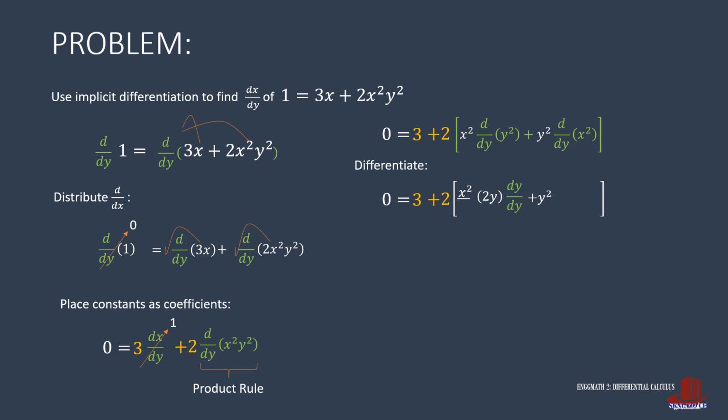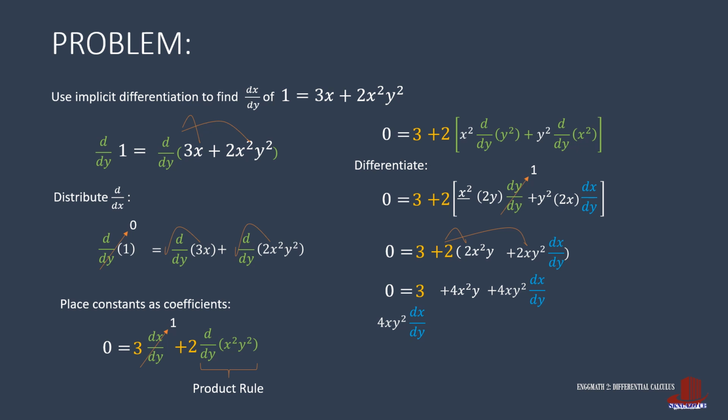Next is to add the second term y squared times 2x, which is the derivative of x squared. Then attach dx upon dy. dy over dy is then 1, so the function becomes 0 as equal to 3 plus twice of 2x squared y plus 2xy squared with dx upon dy. Distribute the factor 2 for us to eliminate the parentheses. So the function now is 0 as equal to 3 plus 4x squared y plus 4xy squared with dx upon dy.